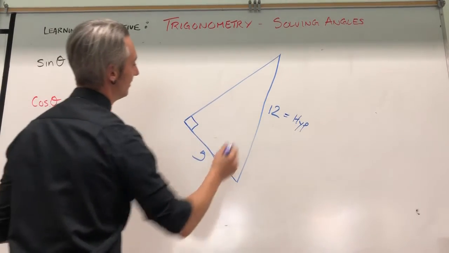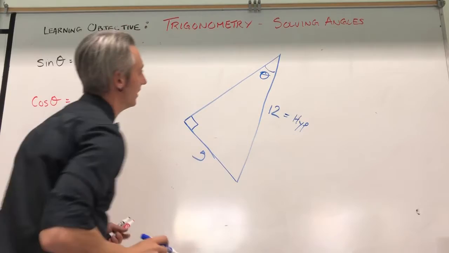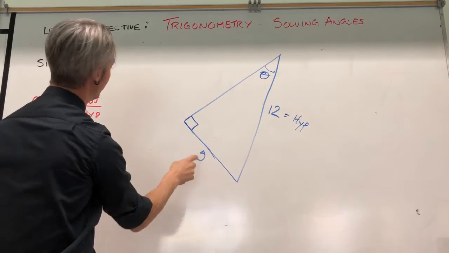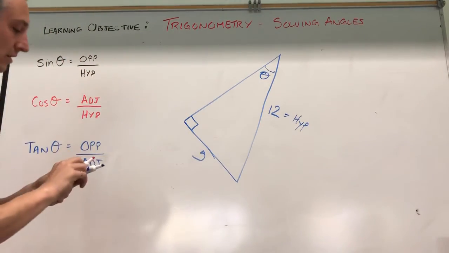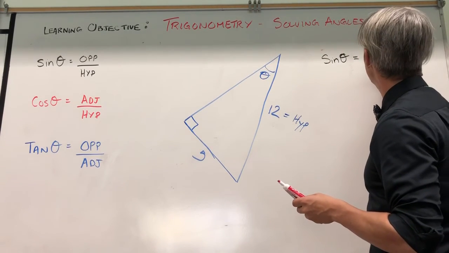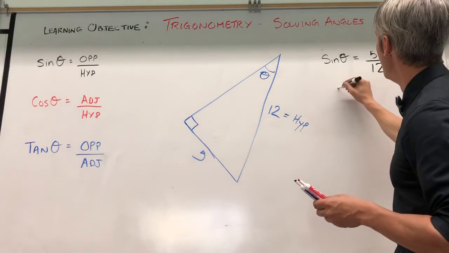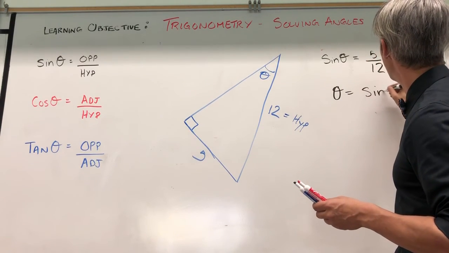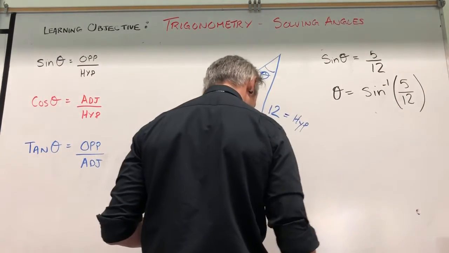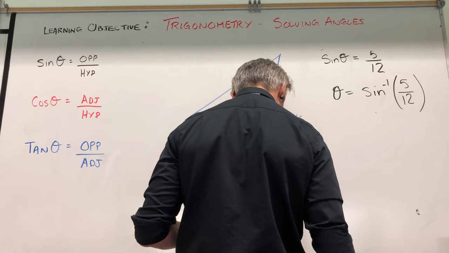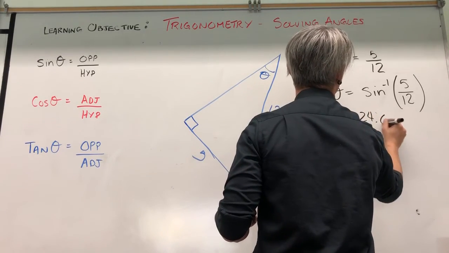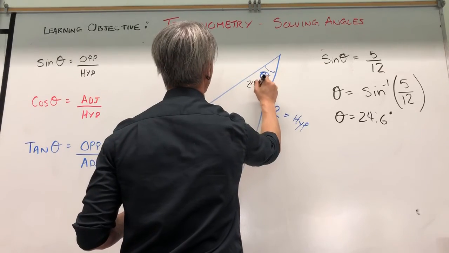And then say I'm asking for this angle up here. What is theta? Well, theta is going to have a hypotenuse and an opposite side. So I know that I'm going to be working with sine. To figure out that angle, sine theta is equal to 5 divided by 12. So the angle theta is equal to the inverse sine of 5 divided by 12. Put that into my calculator, and that gives me 24.6 degrees. So this angle is 24.6 degrees.